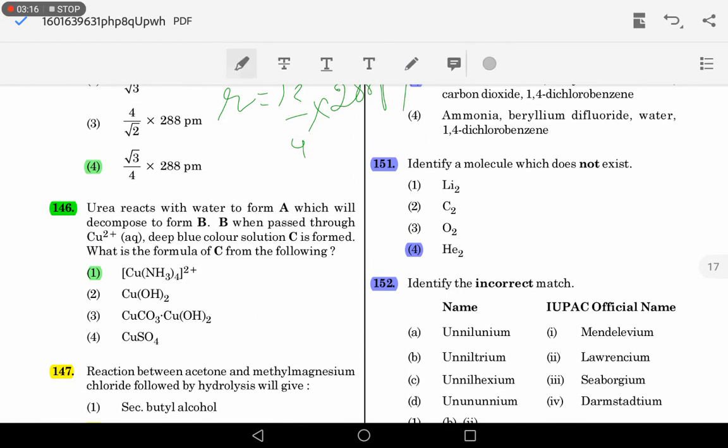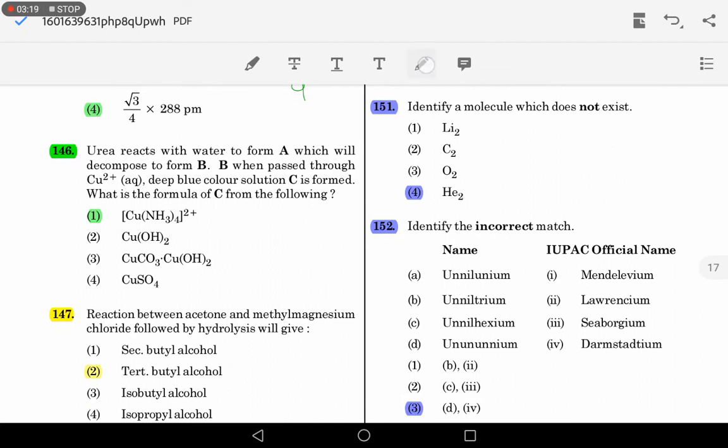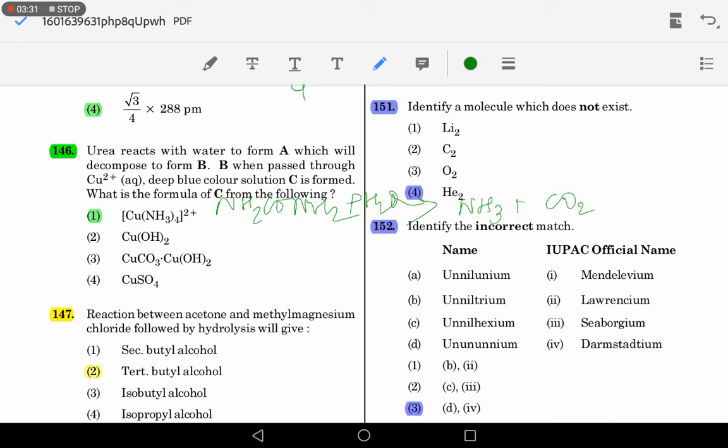Urea reacts with water to form A. So NH2CONH2 is the formula of urea. It reacts with water, it decomposes to ammonia plus carbon dioxide. So you must consider ammonia B. B when passed through Cu2+, it tends to form a deep blue color solution, which is a complex, [Cu(NH3)4]2+. It tends to form a deep blue color complex.